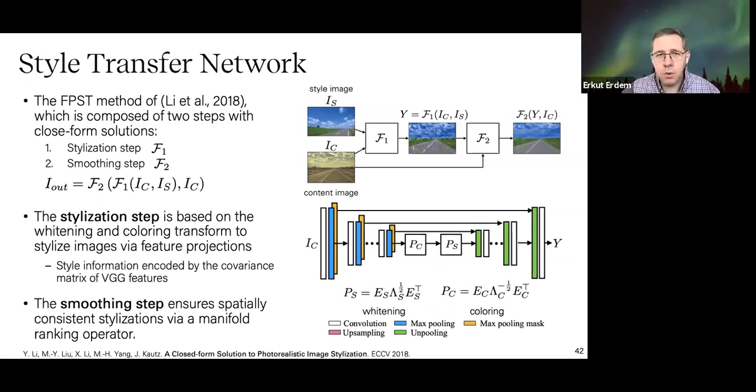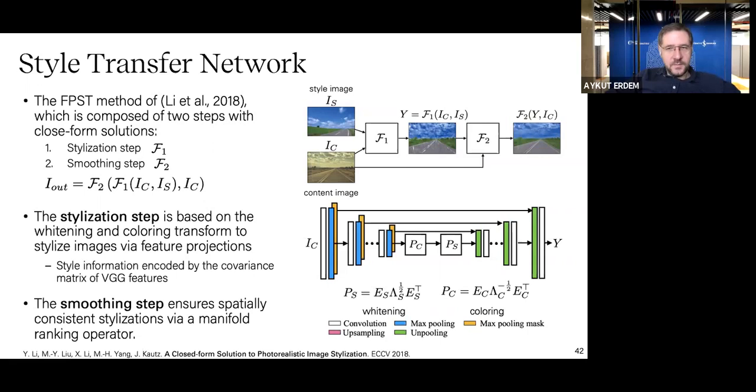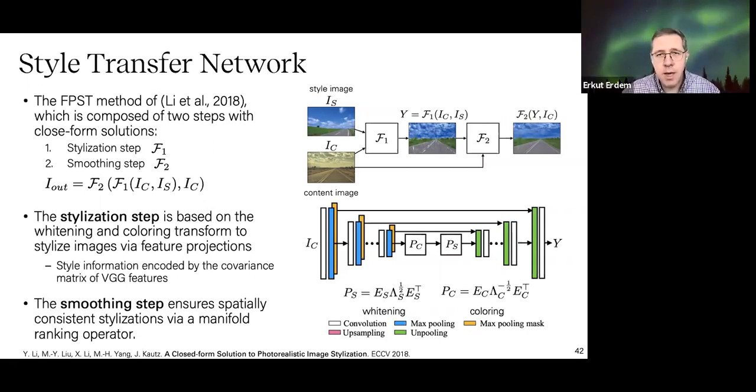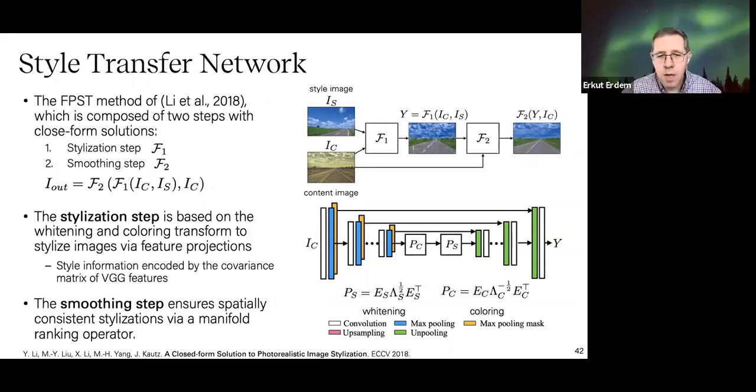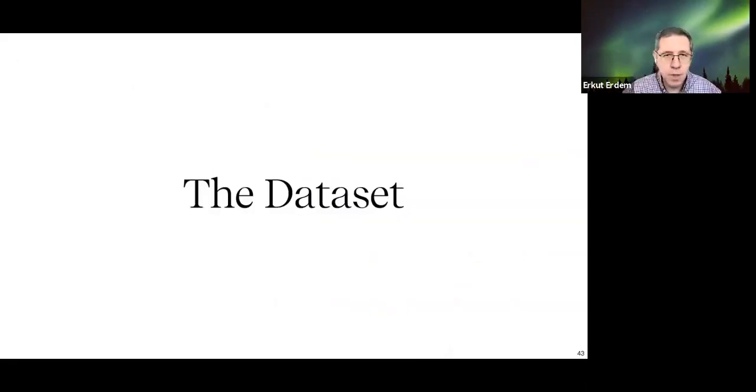The second smoothing step, on the other hand, ensures the spatially consistent stylizations via a manifold ranking operator. And this method works fairly well for the case where the content and the style images have a similar kind of semantic layout, which is the reason we use it, because we know that our generated images under the target attributes have a similar semantic layout with the given input image.